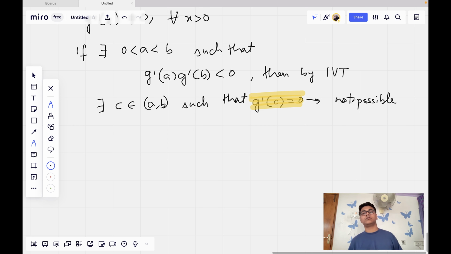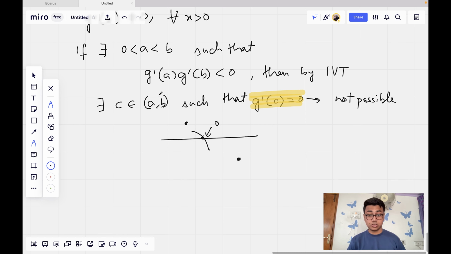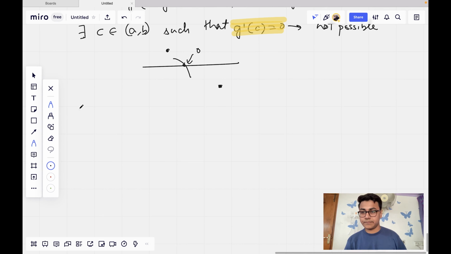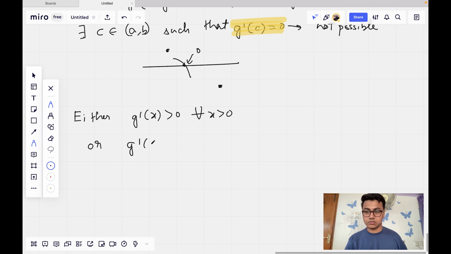This is not possible. By the intermediate value theorem, if the value of g dash is positive here and negative here, somewhere it will be 0. That is not allowed. So we conclude that we have only the following two options: either g dash x is strictly greater than 0 for all x, or g dash x is strictly less than 0 for all x.